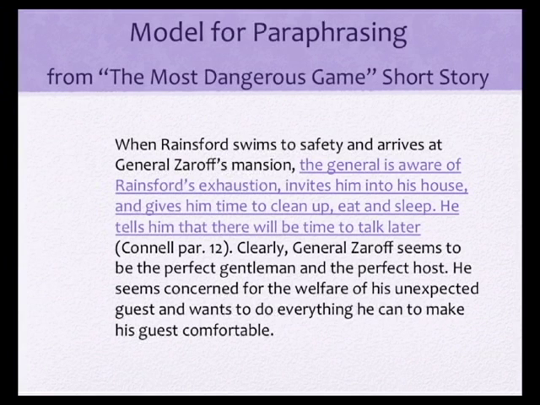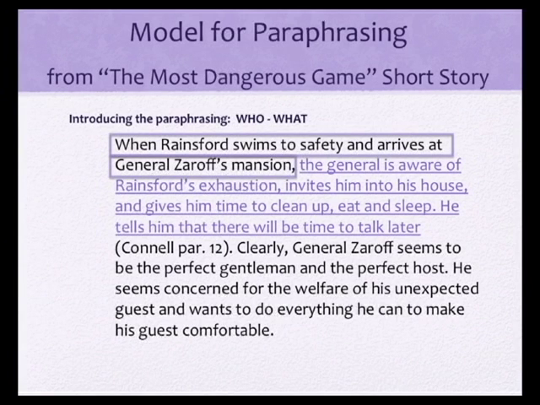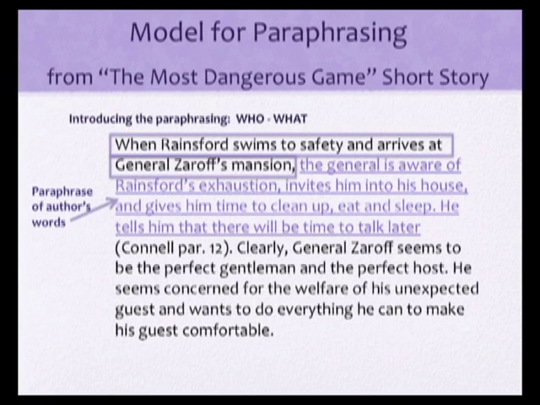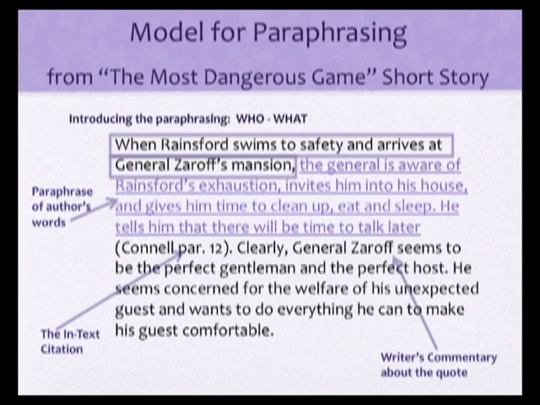You have the same introduction. Who are we talking about? What's happening? There's the paraphrase of the author's words. If you go back to the quote, we're using the information that was in the quote, but the writer's putting it in his or her own words. There's your in-text citation and the writer's commentary about the quote.